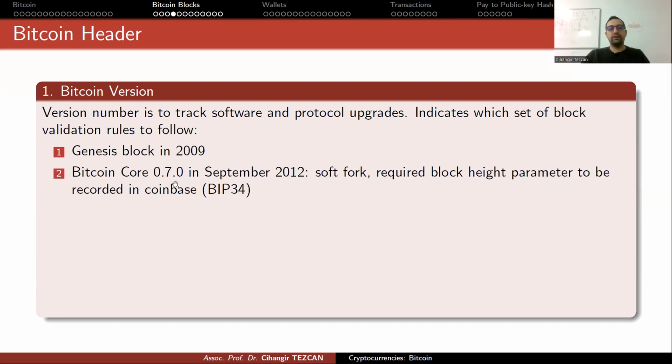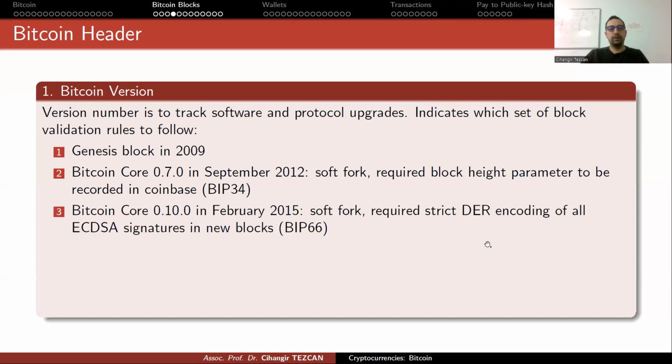Then Bitcoin Core 0.7.0 in September 2012 provided a soft fork. So the version became 2. It required the block height parameter to be recorded in Coinbase. So this is the BIP34 upgrade.